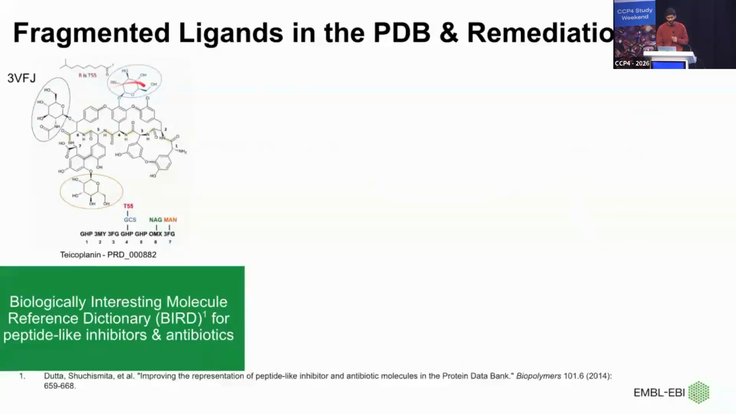So you have a definition for each of them, but then you lose the identity of the entire molecule. You can't search in the database. One good thing about PDB is we make mistakes, but then we correct them. It may take some time, but it happens. One of the processes was that they created a new dictionary called the Biologically Interesting Molecule Reference Dictionary, which takes these kinds of molecules that were fragmented and creates a complete chemical description of them.